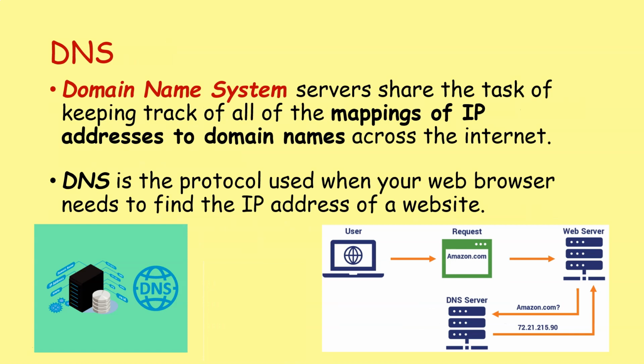The Domain Name System, DNS, servers share the task of keeping track of all the mappings of IP addresses to domain names across the internet. DNS is the protocol used when your web browser needs to find the IP address of a website. So you type in Amazon.com, your computer needs to find the actual IP number, 72.21.215.90. So it uses DNS, the Domain Name System protocol, to look up what the actual IP address is for that domain name so that you can contact it online.